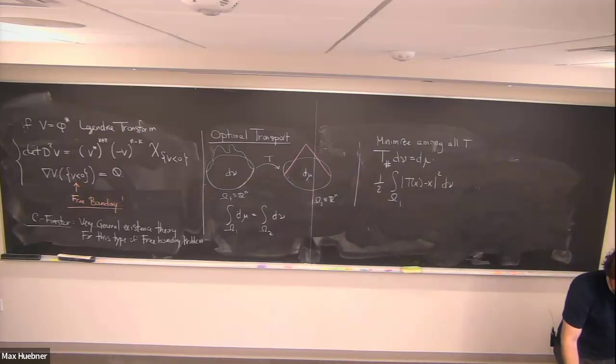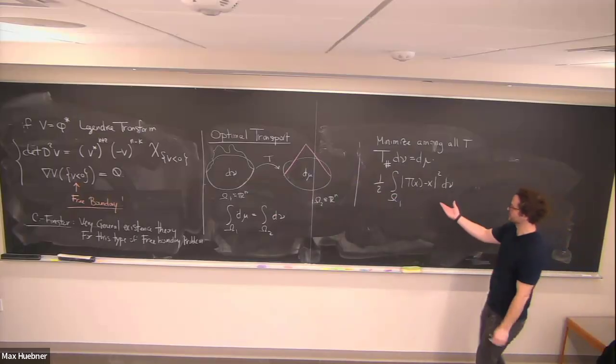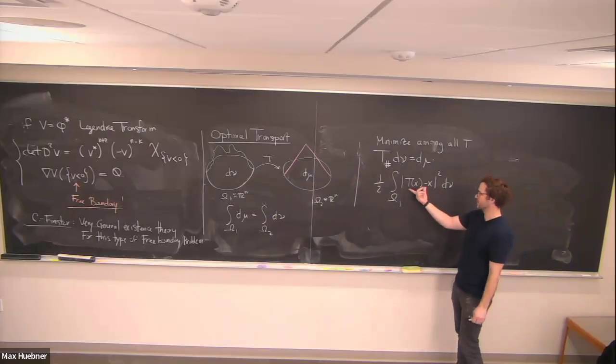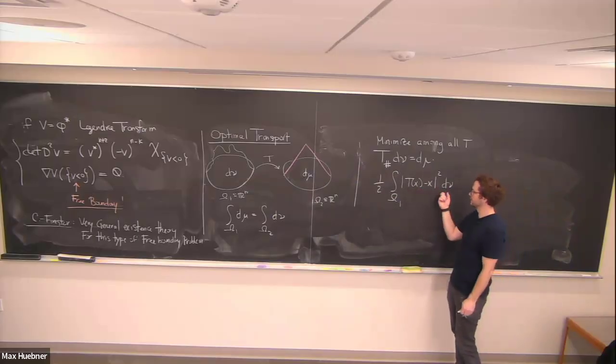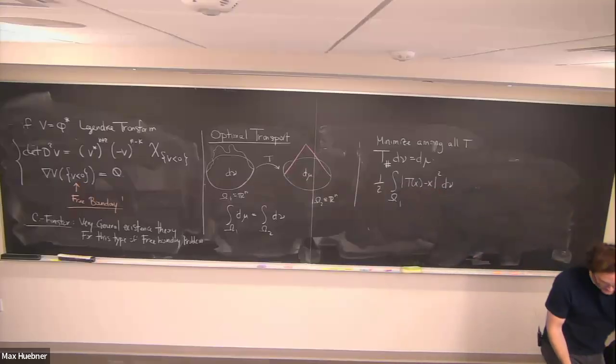Okay, so this is saying I want to do this in a way which somehow, if my cost is a function of the distance that I transport each point, the square of the distance that I transport each point, I want to minimize that cost.